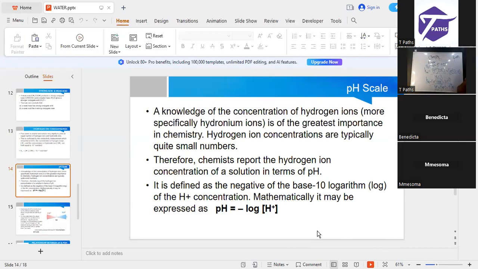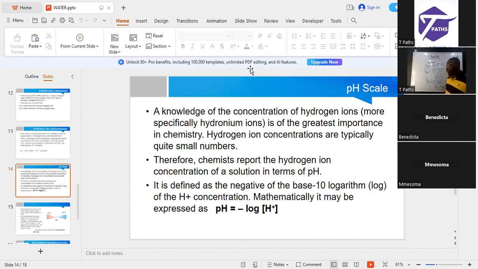Why is it a standard? Because water is neutral, so we can base our standard on this. Based on this standard, chemists determine hydrogen ion concentration using what they call a pH scale. So we are here to understand the pH scale. What is a pH scale? We need to understand that very, very well.